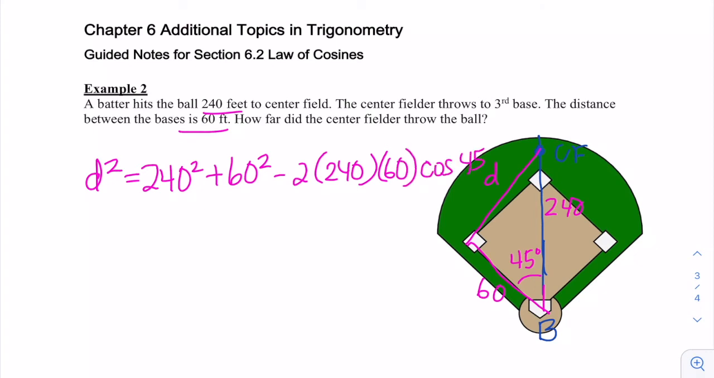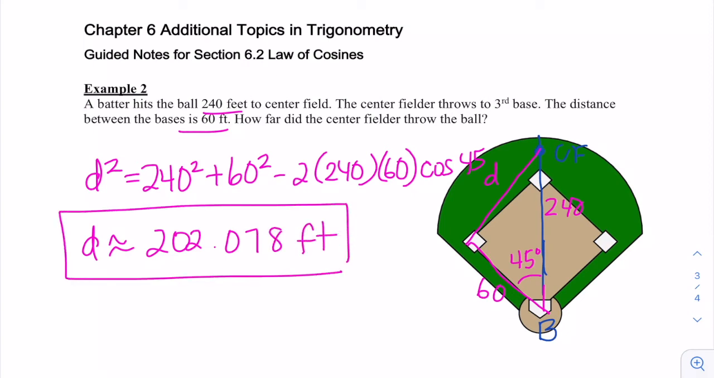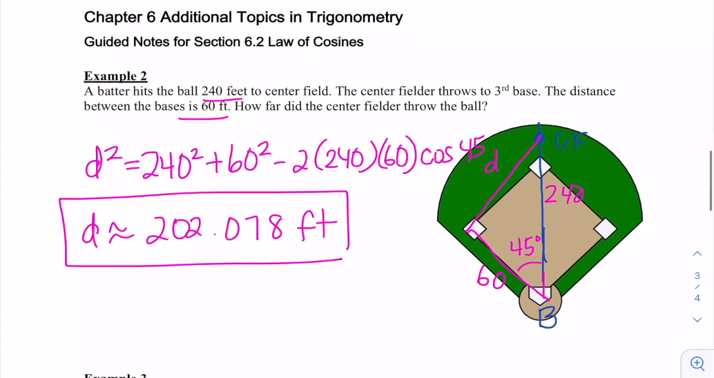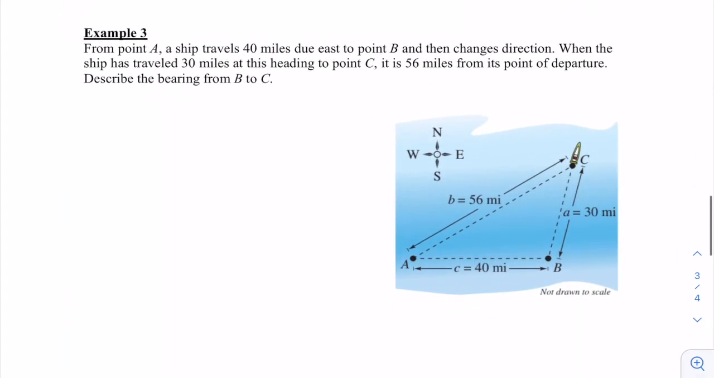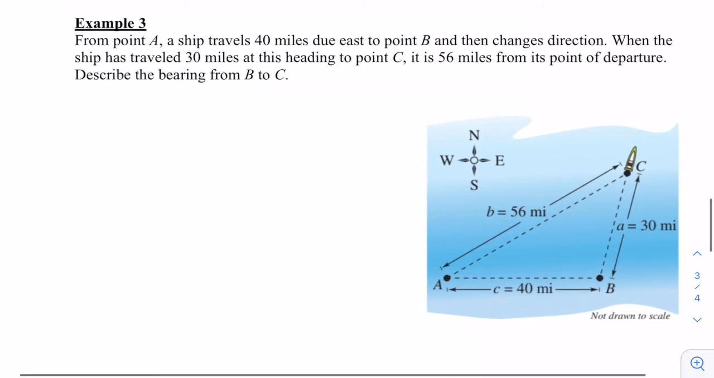So we're multiplying all those together. So the d, the distance, would be approximately 202.078 feet using the law of cosines. Now for this next example, we have another bearing, another direction here.